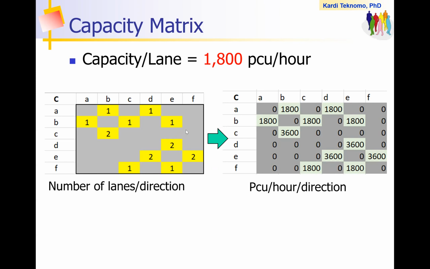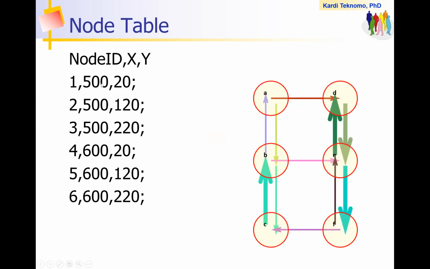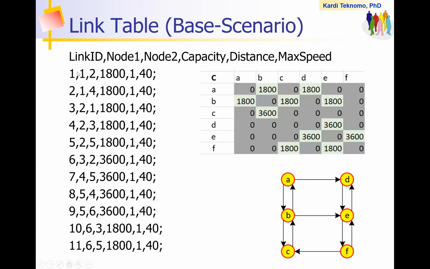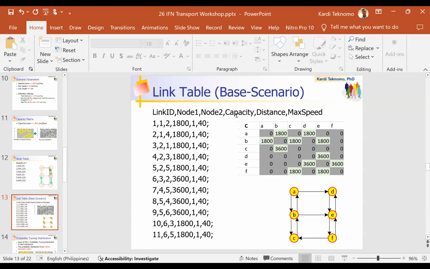So you have the network, and then you can set it into PCU per hour per direction. This is the capacity. Capacity means maximum flow. Okay, so say you have this node table. All you need to do is just copy and paste, not including the label, only this part. And then the link table you can also copy and paste. Let's do that. I will demonstrate.